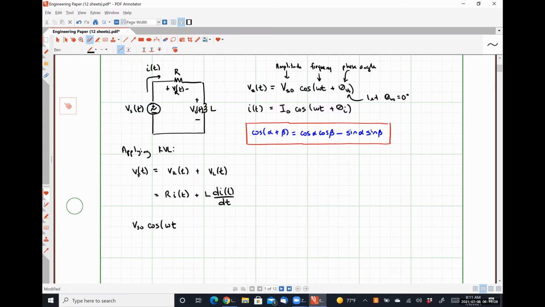All right. So Vs naught cosine omega t will be equal to R multiplied by, and now I'm applying this trig identity. So if I have a constant term out front, that same constant term is going to be multiplied through by this. So that should look like I naught.